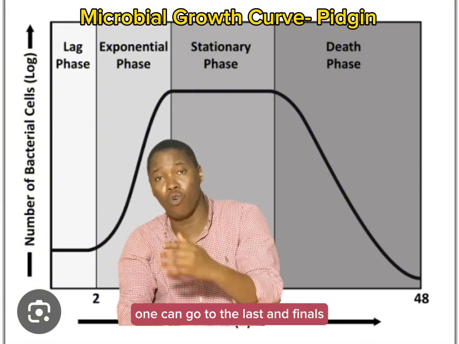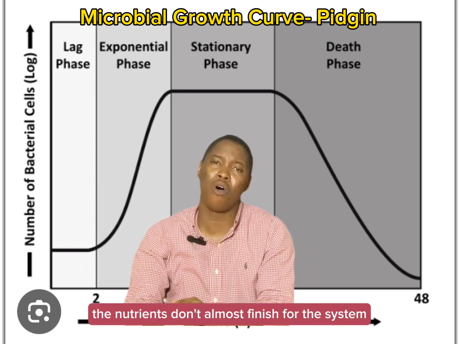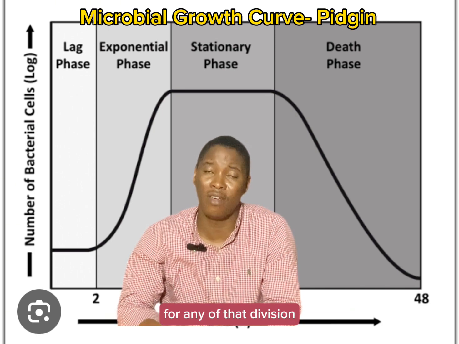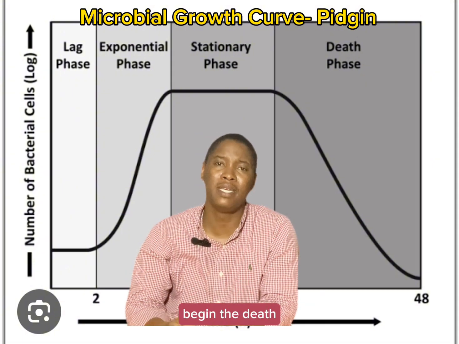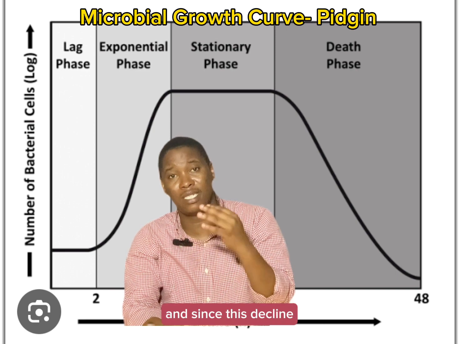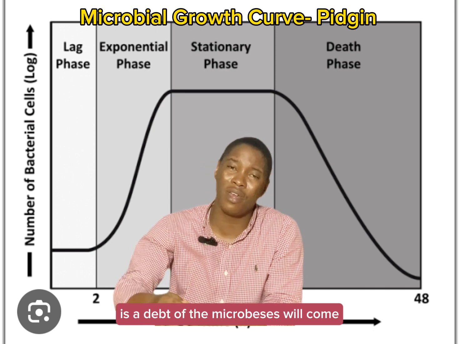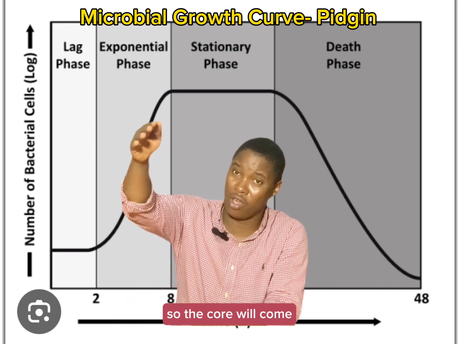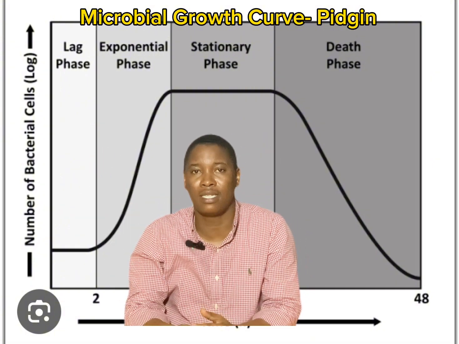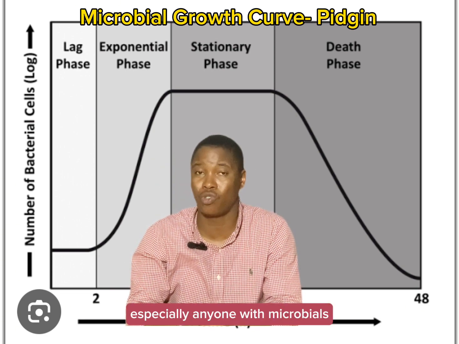Now, after this, we come to the last and final stage, which is the stage of decline or death. In this stage, nutrients have almost finished in the system. So the microorganisms no longer find any nutrient for any of their division or any of their processes. Many of them will begin to die. They cannot sustain life again in that area. This decline is very tough on them. So at that time, we see that death of the microorganisms is higher than division, so the curve comes down. If it reaches a point, the curve breaks, showing that most of the organisms in the system have died.